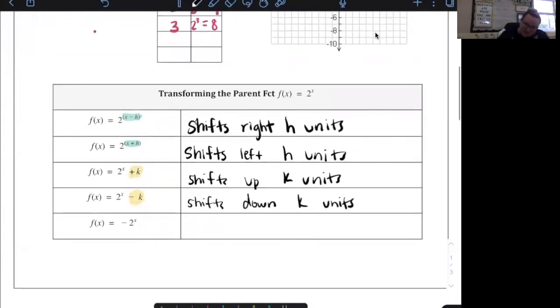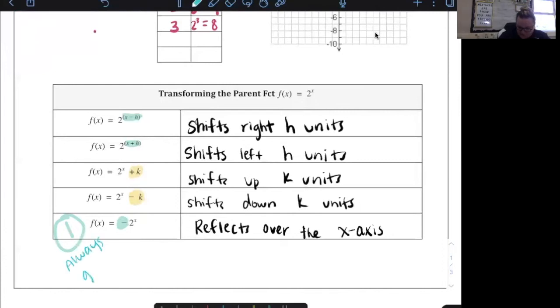And then if I take the entire function and I multiply it by a negative, that's going to reflect our function over the x-axis. So these are the only transformations we're going to talk about today. Reflects over the x-axis, and anytime you have a reflection, always do the reflection first. Always graph the reflection first.